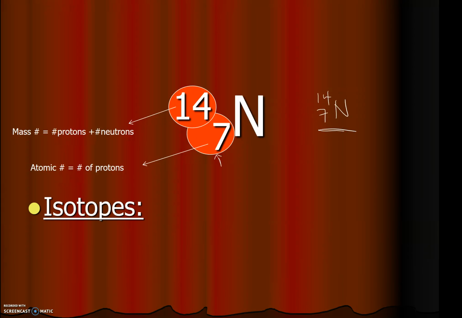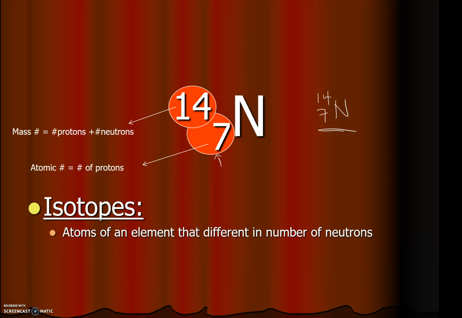And then this word isotopes, which we should know, is atoms of an element that differ in the number of neutrons. Okay, so that's where this mass number is going to change. This atomic number can never change. We don't always write it there, but in nuclear reactions we do, because it really helps us balance the equation.